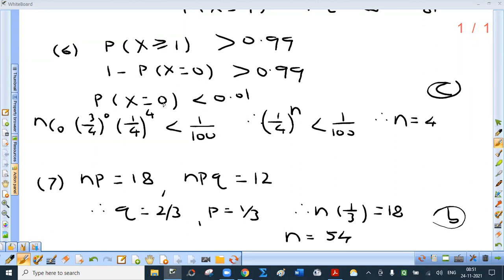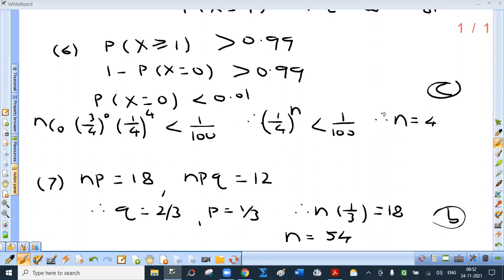Now what is P of X equal to 0? NC0, which is 1, 3 upon 4 raised to 0. Because probability that shooter hits the target is 3 by 4, Q is 1 by 4. So we get 1 by 4 raised to n less than 1 by 100. For n equal to 1, 1 by 4 less than 1 by 100? No. Square, 1 upon 16? No. 1 upon 64? No. Then 1 upon 256 less than 1 upon 100? Yes. So the minimum value of n is 4. So correct option is C, Calcutta.